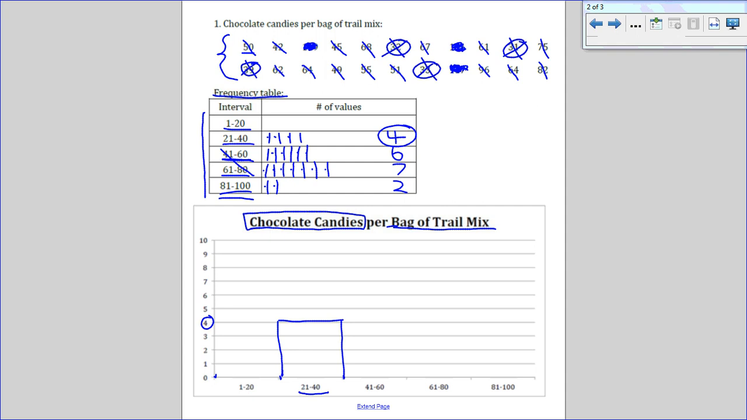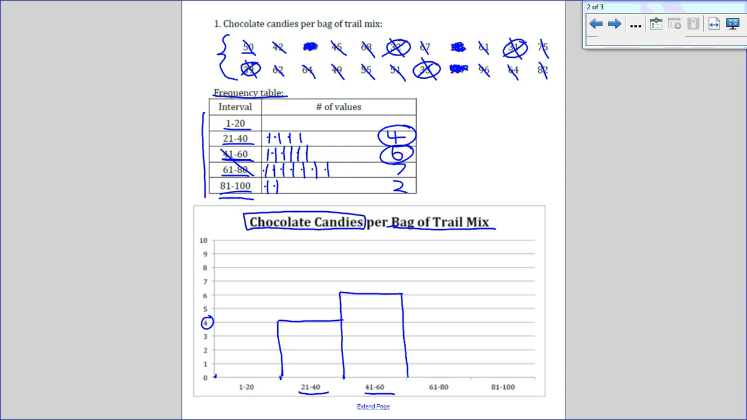Okay, now what about 41 through 60? Well, if we look up here, 6, right? So we're going to make a nice little bar here. It's going to go all the way up to 6. I'm a little above the line, but I'm supposed to be right on the line. So that covers our 41 through 60 interval.